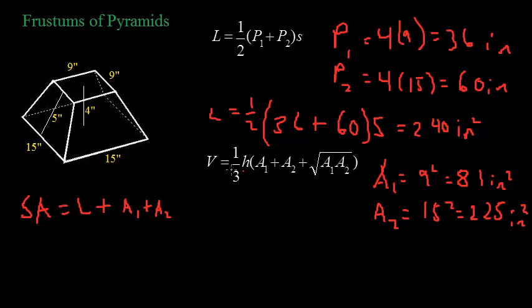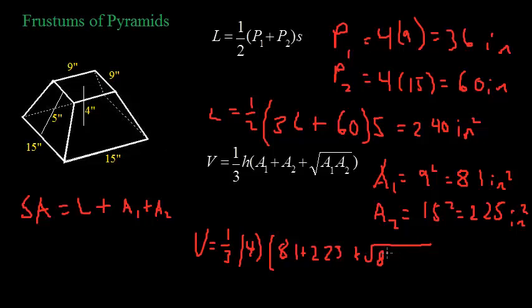To find the volume then, we need the height, which we have here is 4 inches, and our areas, which we just found. So volume is equal to 1/3 times the height of 4 times the area of the bottom base, 81, plus 225, plus the square root of 81 times 225. So we need to plug all of this into our calculator and find that. The square root of 81 times 225 is 135. We add that to 225 and 81, and we get a total of 441.